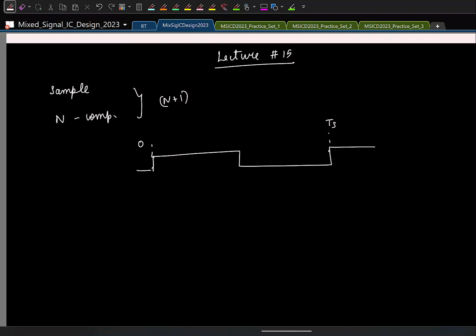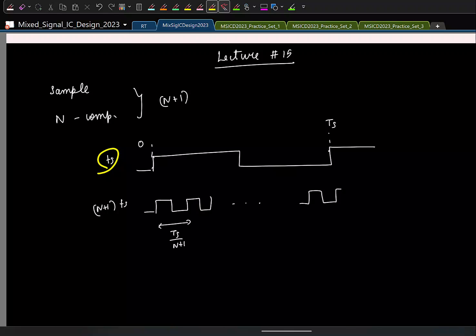And usually in the older times, the way this was done was as follows. To the ADC, you fed in a clock like this with a time period of TS by n plus 1. So if this is at a frequency Fs, this is running at a frequency n plus 1 times Fs. If you want a SAR ADC operating at the rate Fs, the input clock to the ADC must be at least n times higher.